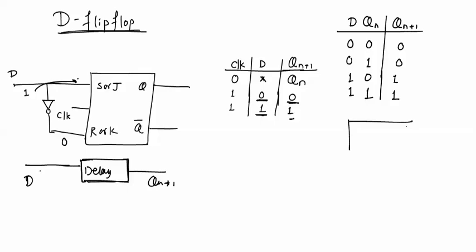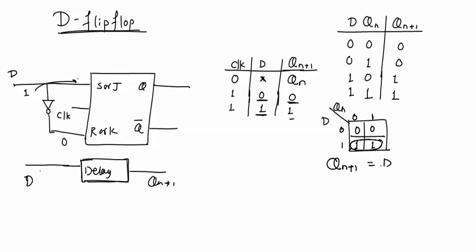Now solving the K map for Qn plus 1, putting these values, it will be a 2 variable K map. 0 0 1 1. One pair, and from this K map we can directly write Qn plus 1 equal to D. So this is the characteristic equation for delay flip-flop.